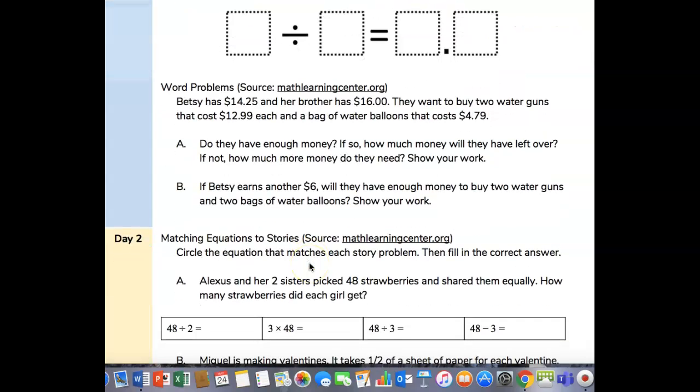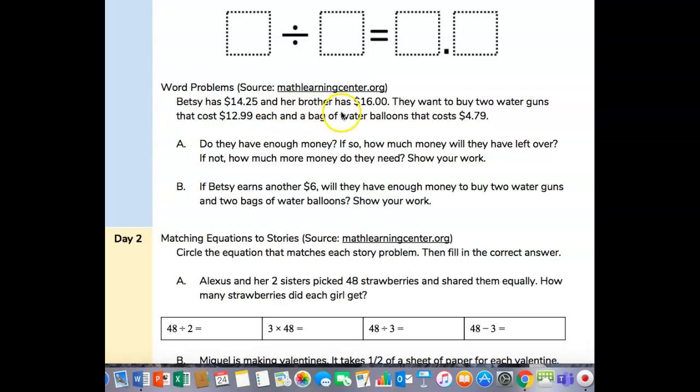These are word problems. Betsy has $14.25 and her brother has $16. They want to buy 2 water guns that cost $12.99 each and a bag of water balloons that cost $4.79. Do they have enough money? If so, how much money will they have left over? If not, how much more money do they need? Show your work. Okay, so this is just a lot of figuring out.